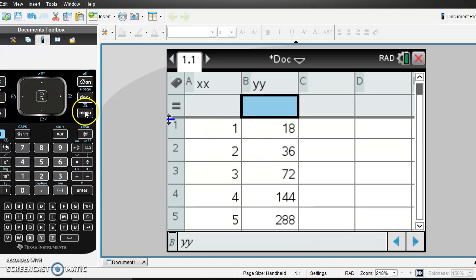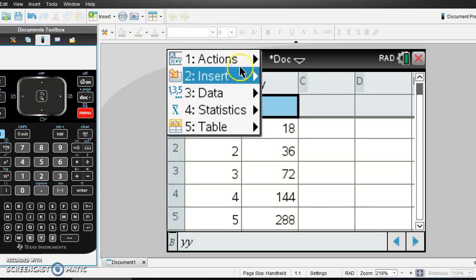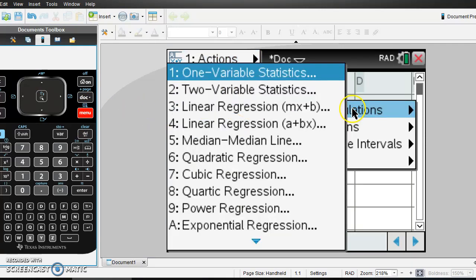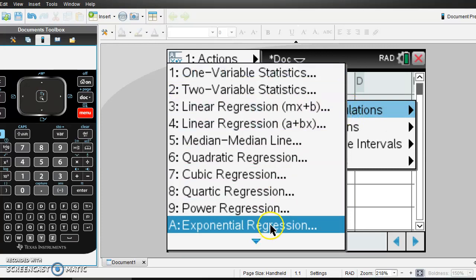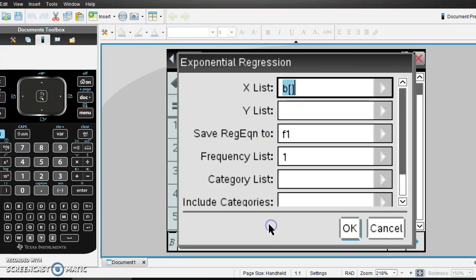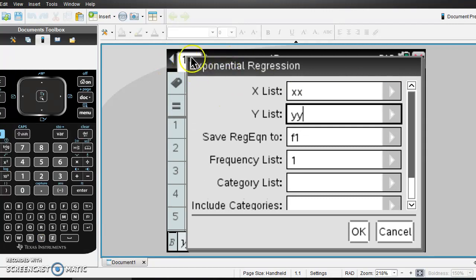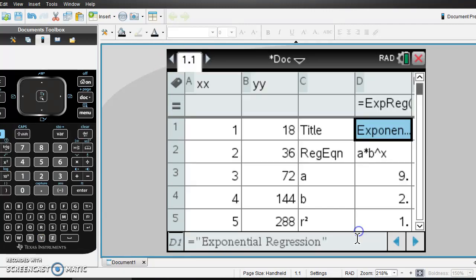You're going to go to menu. You're going to go to statistics, stat calculations, exponential regression. Then you're going to put in whatever your x list was. So I called it xx, and I called my y list yy. You enter those in, whatever you put up top to label those columns. Then I'm going to click OK.